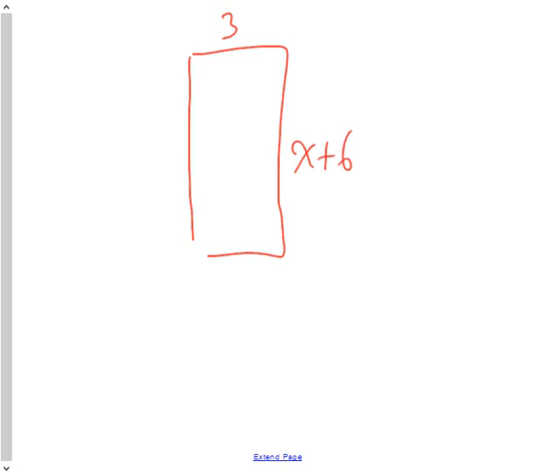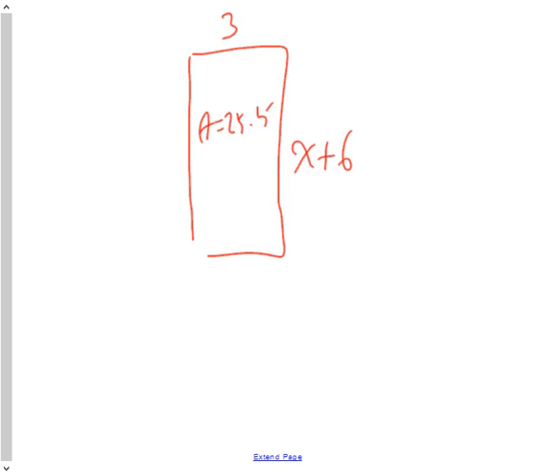Last question. So we have question 15 in the back. And it gives you this question right here. It says 3 is the length, and x plus 6 is your width. And it says the area equals 25.5 units or meters or whatever it happens to be.